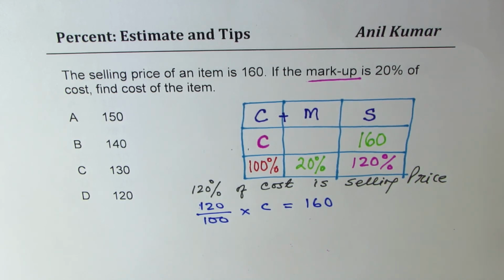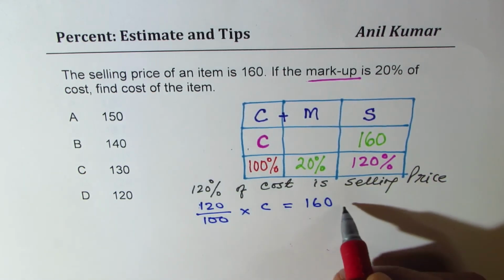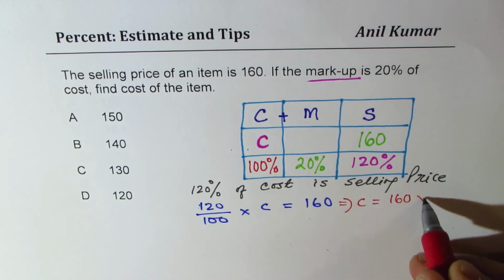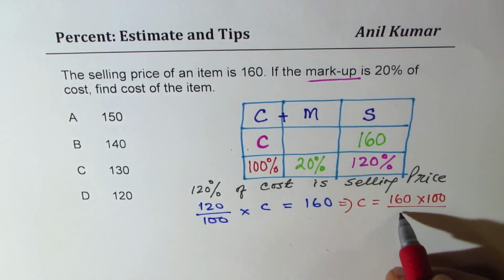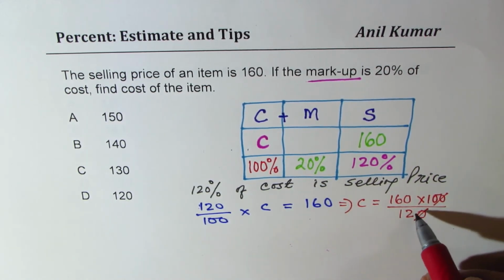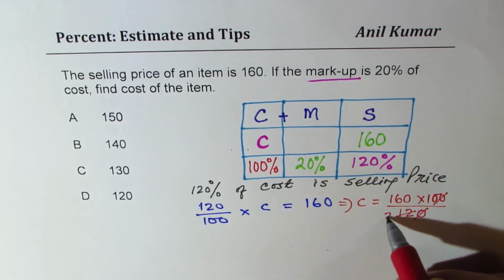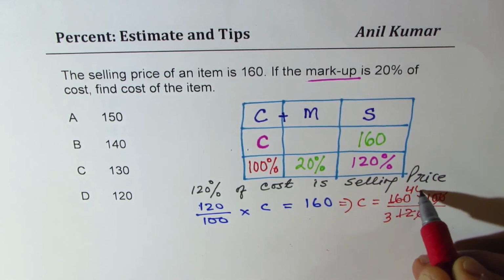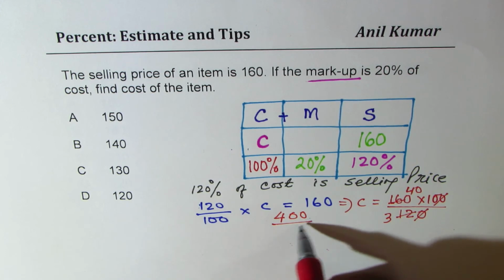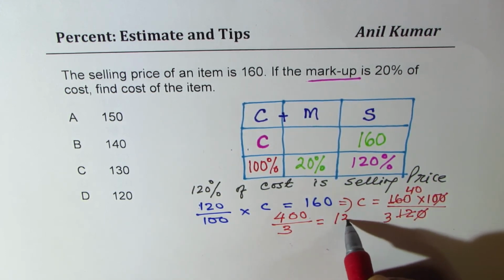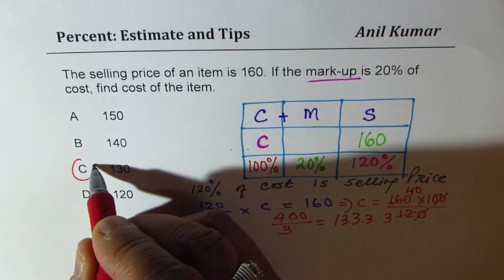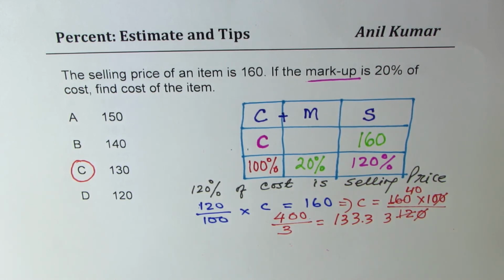I hope this is not difficult, right? These are all rounded figures. So that gives you that cost is 160, cross multiply. 100 goes on the top and this 120 comes in the denominator. First step, cancel zeros. Second, just simplify. 12 is 4 times 3 and 40 is 4 times 10. So 400 divided by 3, which is 133 recurring. Do you see that? So 133 is close to 130. That becomes your answer. Is that clear?